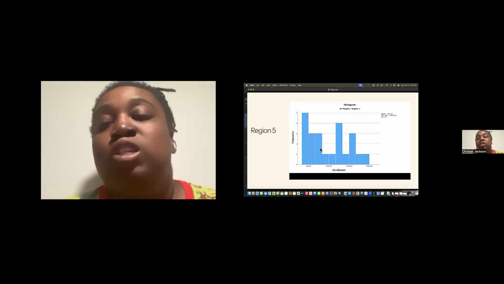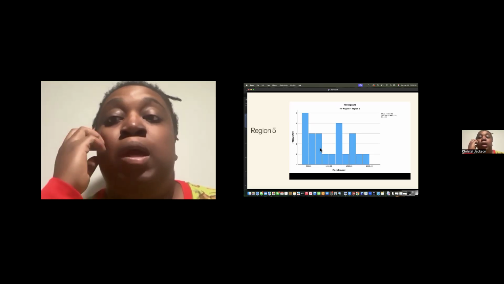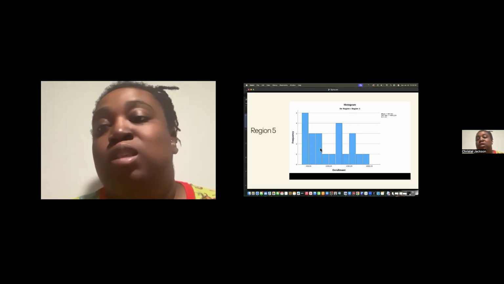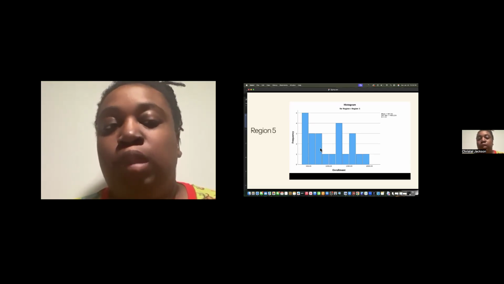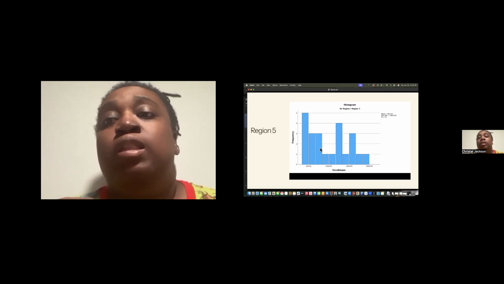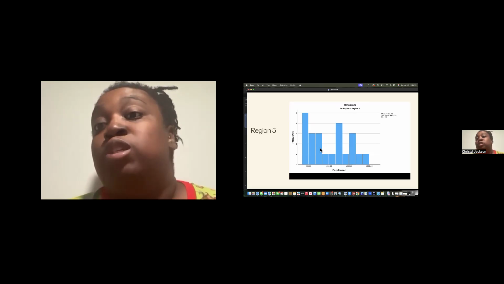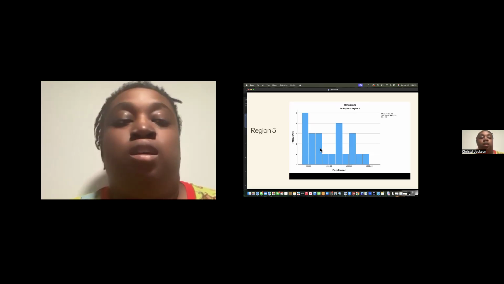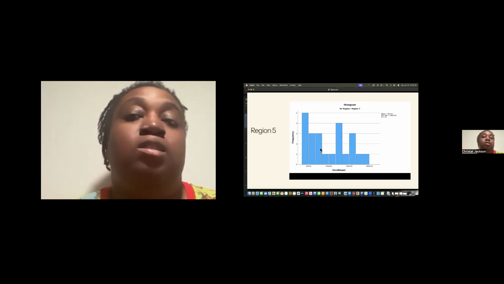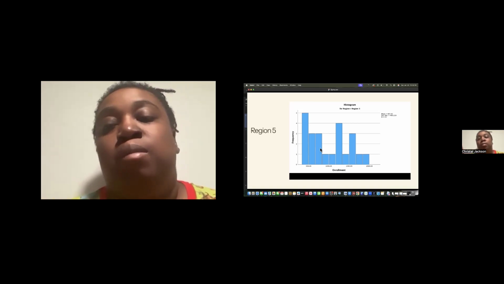From this histogram, we can also see that there's not an even distribution of the enrollment among the region. Same goes for Region 5. There's no normality. There's no bell curve here. There are some outliers again, showing that the districts within the region are not the same size. However, it's not as severe as Region 1. There is some skew here, but again, it's not as severe as Region 1.